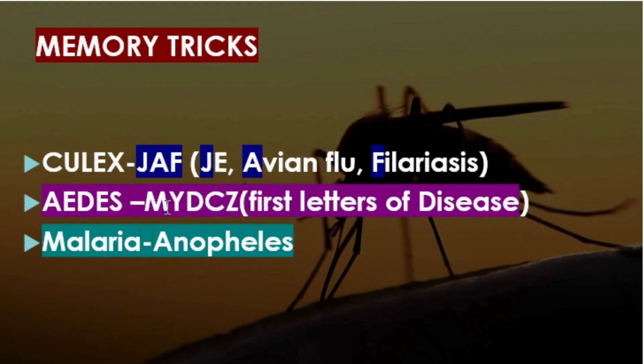It is Mayaro fever, yellow fever, dengue fever, chikungunya and Zika fever. So, Aedes will cause these diseases and Culex will cause these diseases. Malaria is caused by Anopheles mosquito. So, remember this short form to avoid confusion among the mosquito-borne diseases. Many diseases are there for mosquito-borne in nature, so you have to remember the short form.